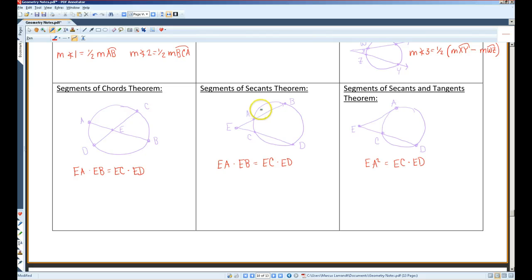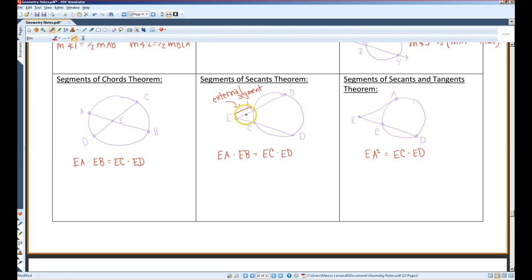A secant segment is a segment that contains a chord of a circle and has exactly one endpoint outside the circle. So both of these would be secant segments. The part of a secant segment that is outside the circle is called the external segment. And I should probably label that. So in this case, EA would be an external segment, also EC, but I didn't draw a line over here. So the part of the secant that is outside the circle is called an external segment.